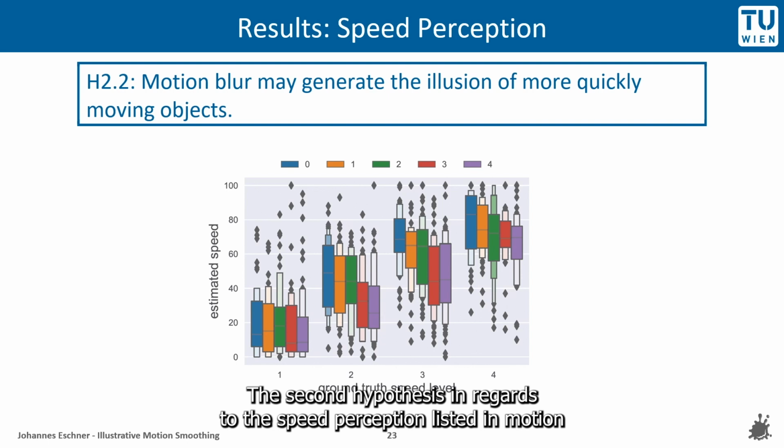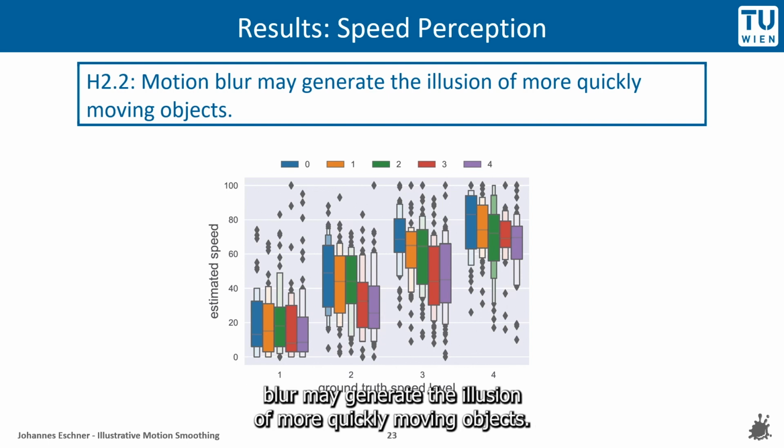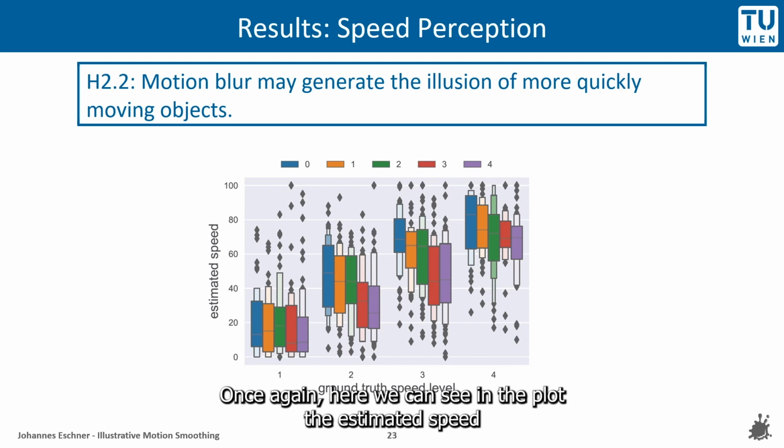The second hypothesis in regards to the speed perception was that motion blur may generate the illusion of more quickly moving objects. Once again, here we can see in the plot the estimated speed over the different ground truth levels.